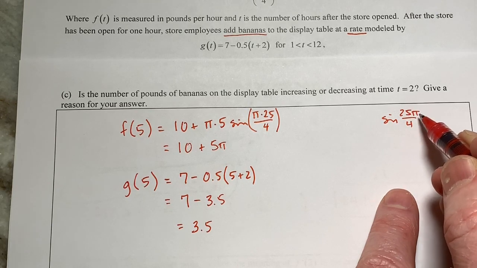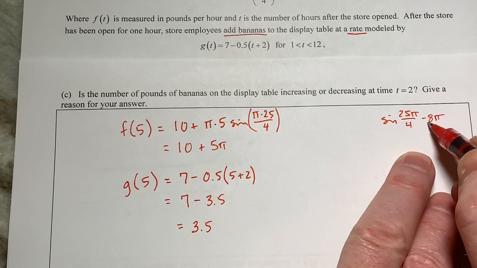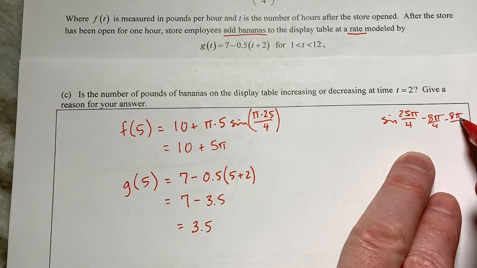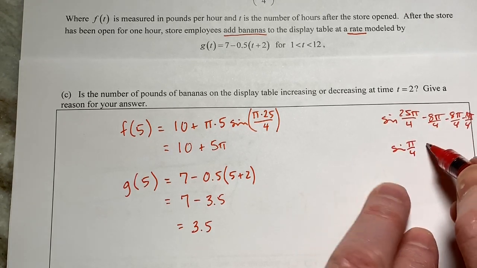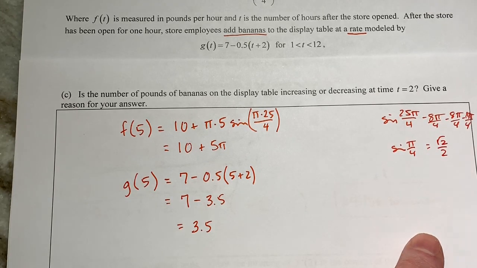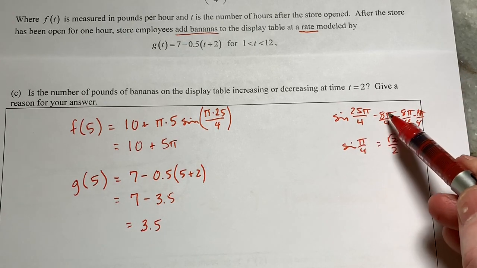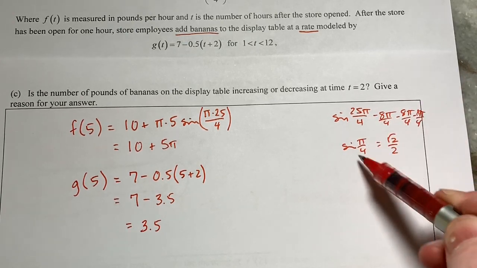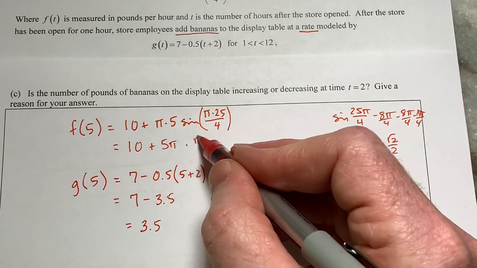So I'm going to look at this and I'm going to start subtracting off 2 pi's. So 2 pi's would be like 8 pi over 4, 8 pi over 4. And I'm going to keep subtracting off 8 pi over 4's. And when I do that, I get down to sine of pi over 4. And we know that that is root 2 over 2. Okay, so whenever you have too many radians, if it's a manual problem, subtract off 2 pi's until you recognize it on your unit circle. All right, so I'm going to insert square root of 2 over 2 right here.